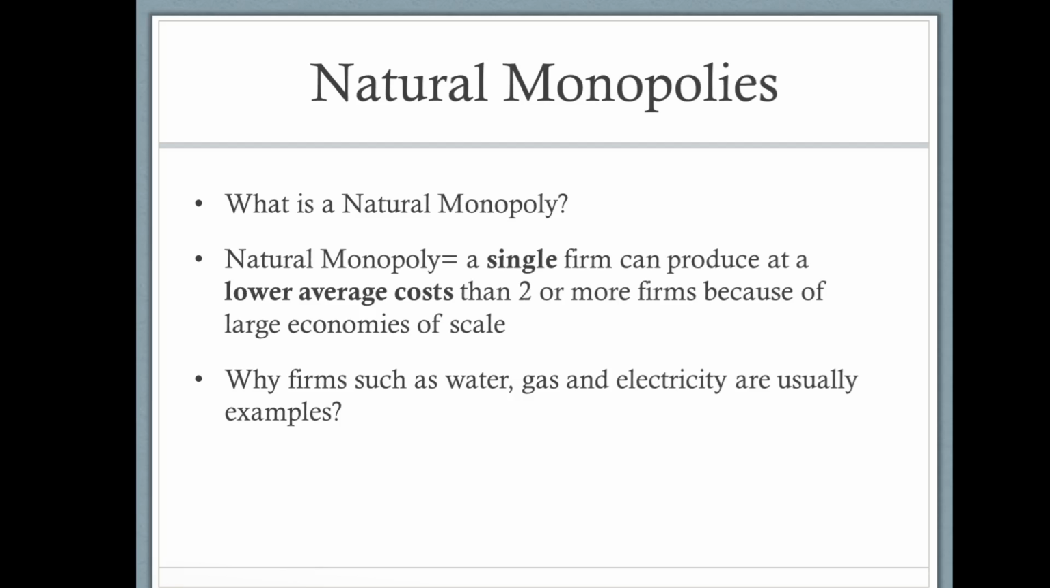Okay, so you can imagine this. If you only need one set of pipelines to supply the water to the entire city, that's perfect. Imagine you have to build another set of pipelines to supply the same city. Then you're wasting resources. Do you get it? Same goes for electricity and gas, all the utilities companies. So that's why it's always good to have just one single company to produce it, rather than more than one.